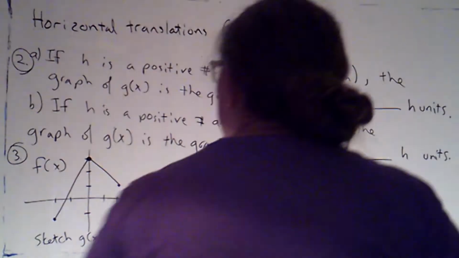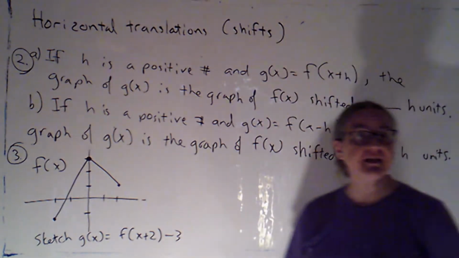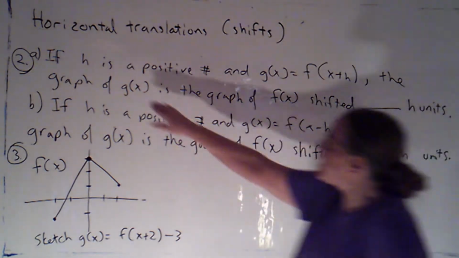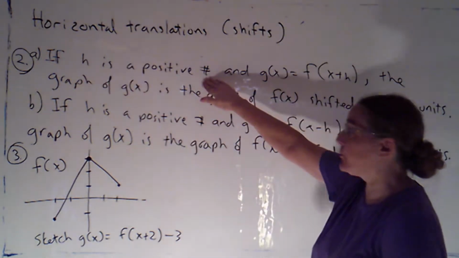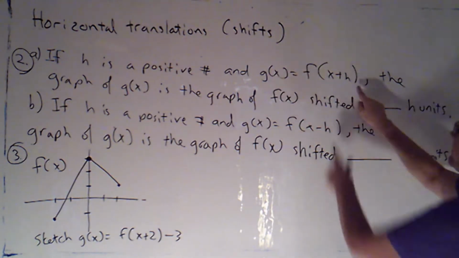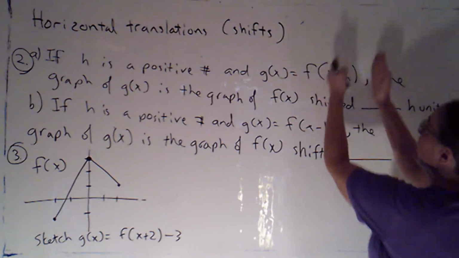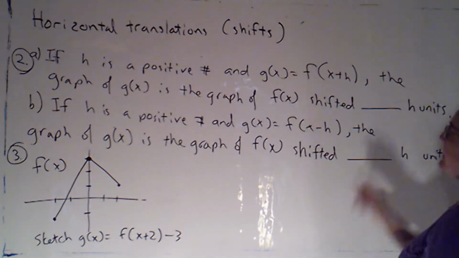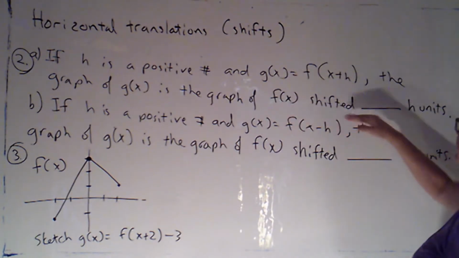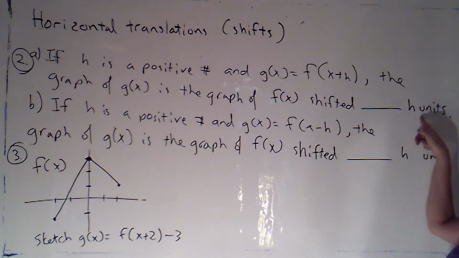I've got problems 2 and 3 up on the board here. Problem 2 is just filling in the blank to summarize what we noticed with the last couple of examples. They say if h is a positive number, so I'm telling you it's positive, g of x is f of x plus h. Notice that has us adding h and then plugging that into f. Then the graph of g of x will be like the graph of f of x shifted. You tell me what direction, we're going to shift it by h units.